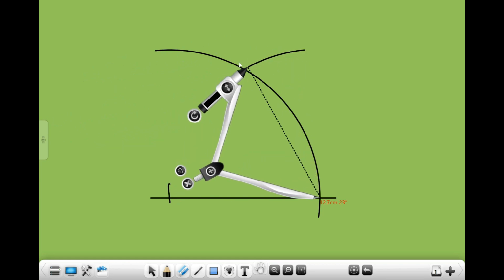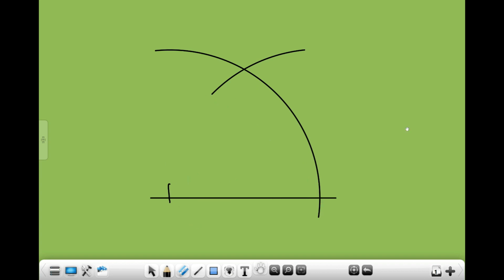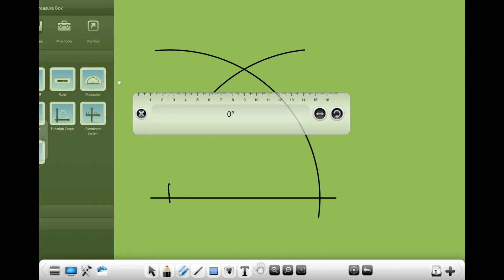So it is done. Take out your ruler. Get your ruler and join the intersecting point.